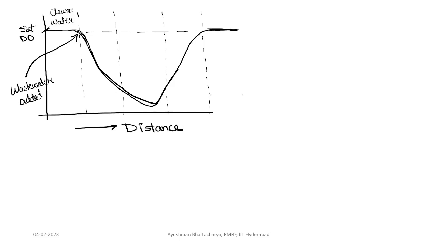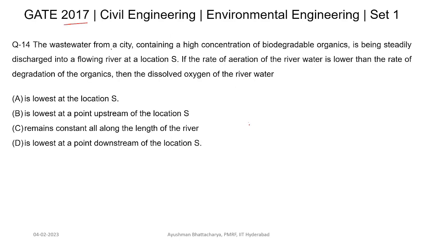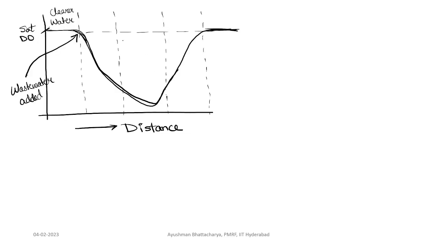Now based on the question, wastewater from a city containing high concentration of biodegradable organics is being steadily discharged in the flowing river water at location S. So basically this is the location S. Earlier clearer river water was flowing, then the wastewater is added at point S. So then where will the DO be minimum?